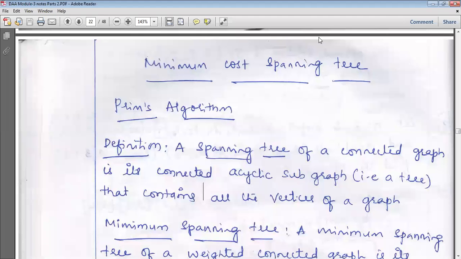Hello students, today we'll see minimum cost spanning tree in that Prim's algorithm. What is a spanning tree? First, we'll define what is a spanning tree.